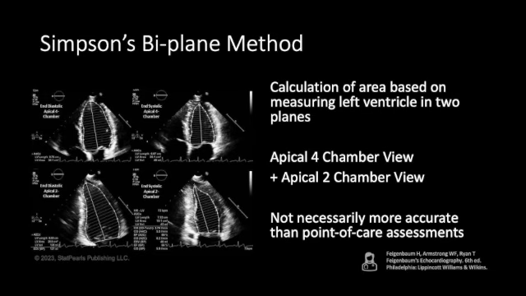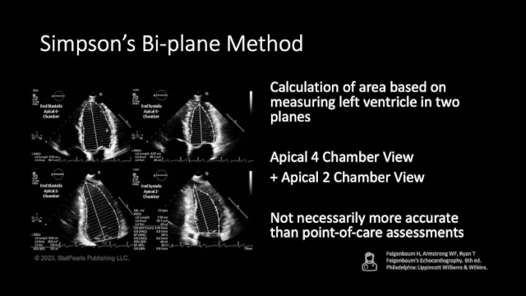This consists of calculating the area based on measuring the left ventricle in the apical 4-chamber view, and then rotating your probe and sliding it over across the chest wall to get an apical 2-chamber view, which is basically 90 degrees from the 4-chamber view.